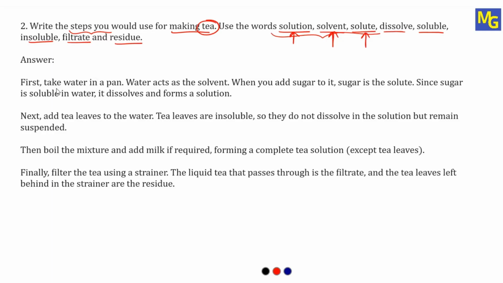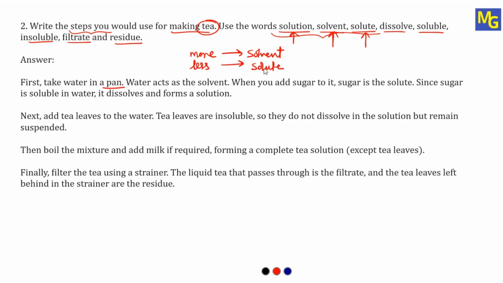First, take water in a pan. Here, we are going to take water in more quantity. If you know how to prepare tea, and if you don't, you can ask your mother, try to remember that water will be in more amount, while sugar, tea powder, and the other ingredients will be in less amount. Whichever is present in more amount is called the solvent. I have already explained these words. And whichever is present in less amount is called the solute.